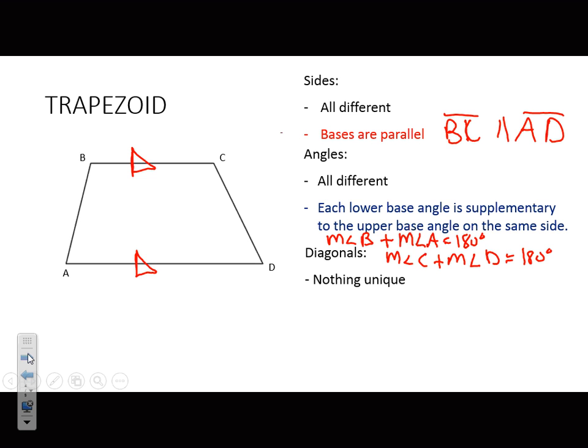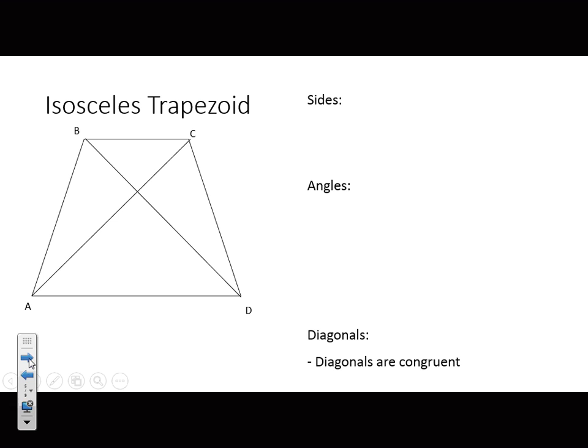All right, so now that means we get to move on right here to isosceles trapezoid. Here we go. As far as these are concerned, the legs are congruent. So not the bases, the other sides are legs. So AB is congruent to CD.